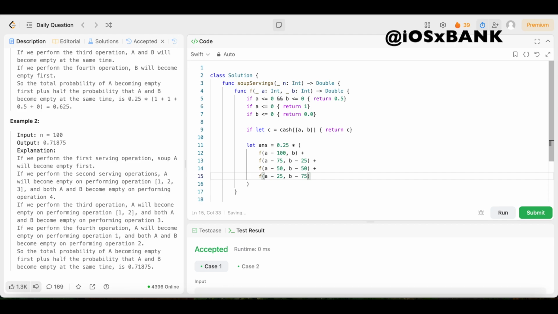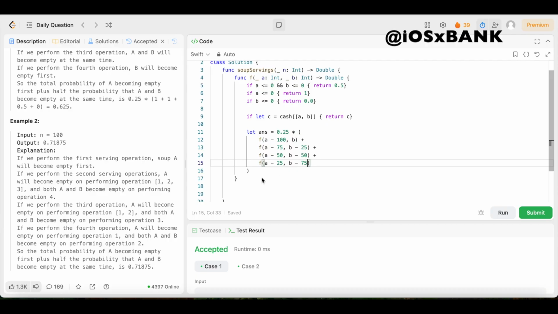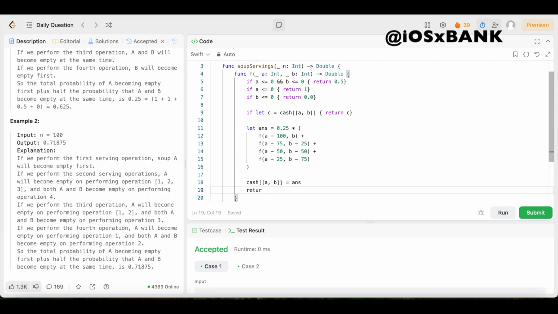And we need to store the result in our cache, so we're going to come right here outside of the parentheses, and we're going to say cache, open up the square brackets, A comma B, or excuse me, it should be two square brackets, A comma B, and we're going to come outside of that, and we'll say equals ands. Boom, then we could just come underneath that and say return ands, just like that.